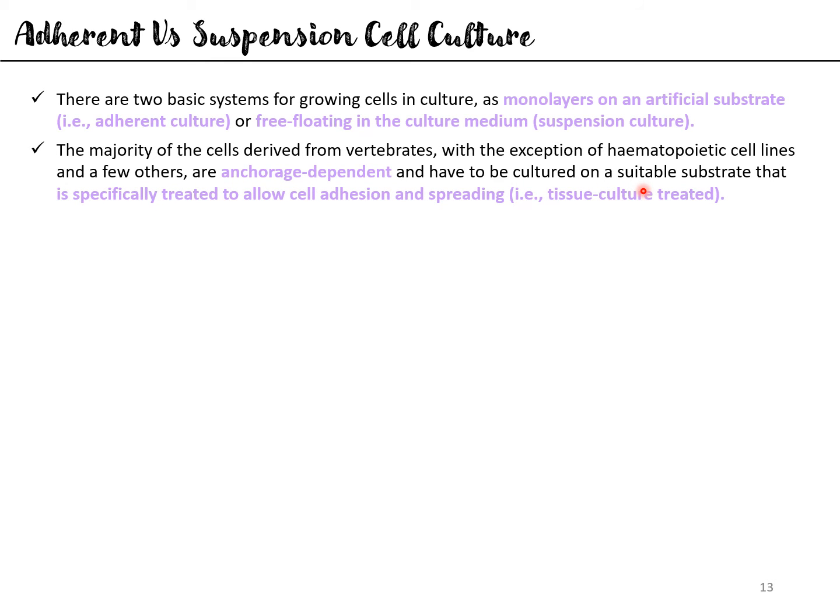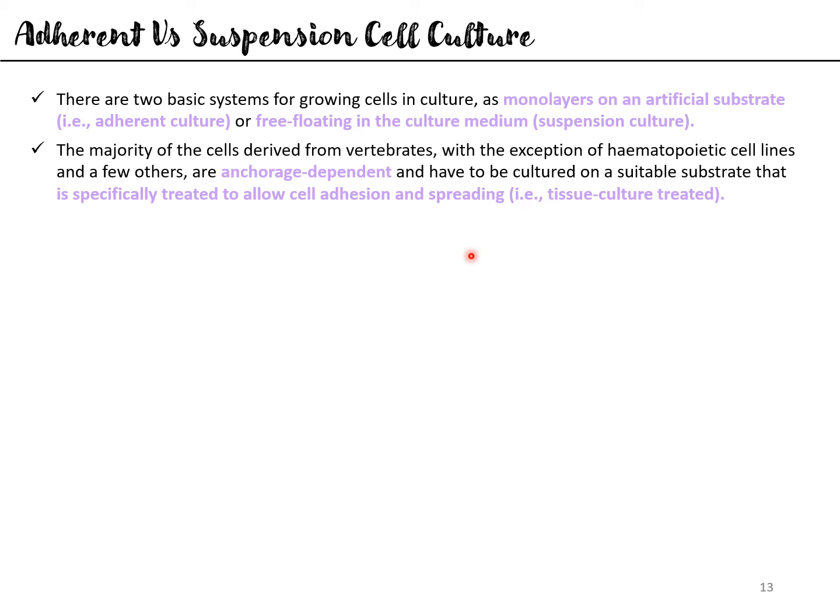The majority of cells derived from vertebrates, with the exception of the hematopoietic cell lines and a few others, are anchorage dependent. Why? Because think of how these cells reside within the body itself. All of these cells are embedded in an extracellular matrix. They're not really freely flowing within the body system either. So therefore, most of these cells are anchorage dependent. And this anchorage is essential not only for their proper survival, but also for their optimal functionality.